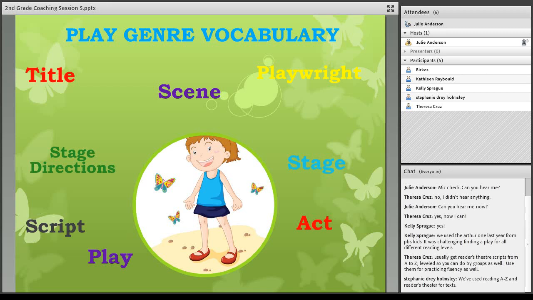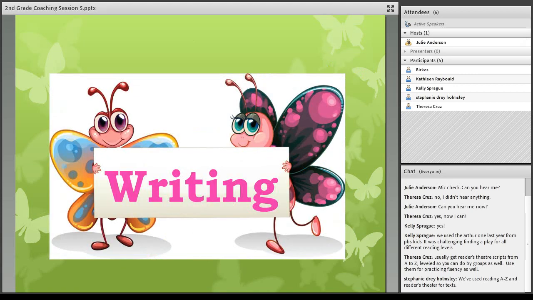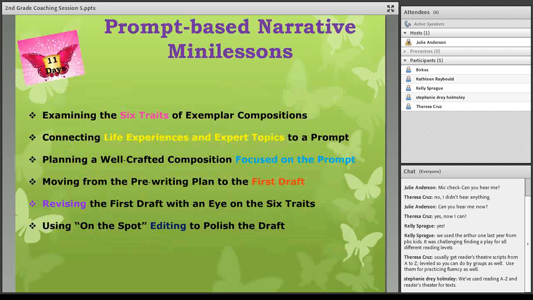Okay, we're going to move right along to the writing. With the writing, we will talk about the prompt-based narrative and book review. With the prompt-based narrative, the main thing is having your students write to a prompt. As you go through the different mini lessons, you can see some of the different things that are highlighted. We see 6 traits. That's something you have worked with from the beginning of the school year. Connecting the life experiences with expert topics, and focused on the prompt, making sure that students are staying focused on the prompt, not going off topic.